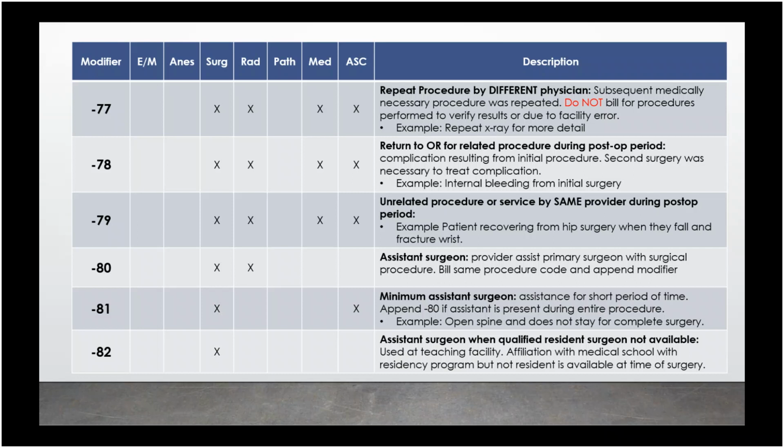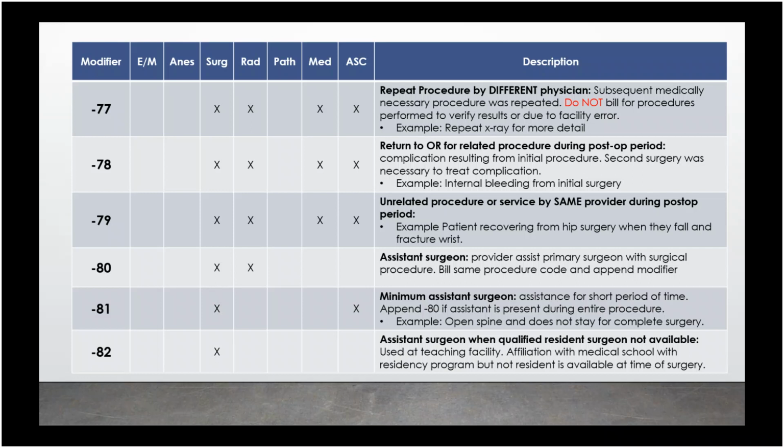80, surgery and radiology. We've got an assistant surgeon, who provides assistance to the primary with the procedure. Bill the same procedure code and append the modifier as you would for the primary. 81 is surgery and ambulatory surgery center. Minimum assistant surgeon. This is assisting for just a short period of time. And this is appended instead of 80 if the assistant is not present during the entire procedure. So that's the difference. If they're there for a short period of time, it's 81. Entire procedure is 80. Example, an assistant opens a spine and does not stay to complete the surgery.